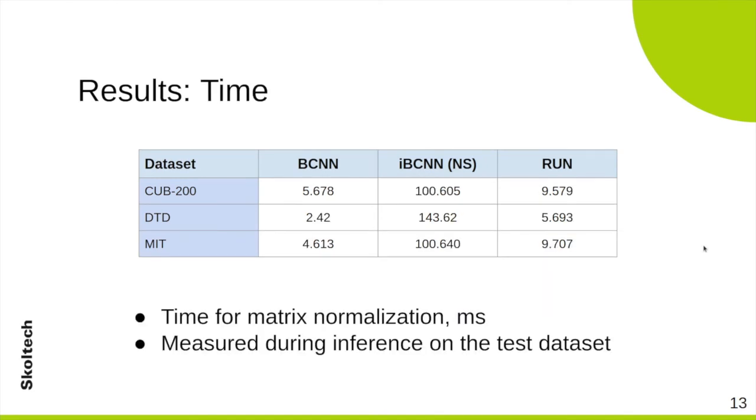Moreover, the benefits are visible when comparing execution time. RUN obtains about a 10-fold increase in speed compared to IBCNN. It is only marginally slower than BCNN while offering an important increase in accuracy. The time presented here is expressed in milliseconds, and it strictly captures the part of the network referring to computing the bilinear features.